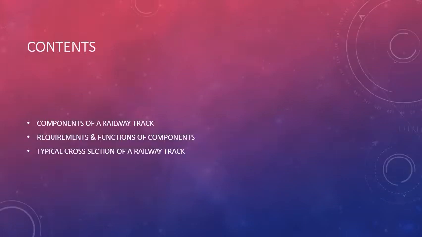So in this lecture we will cover the components of a railway track, requirements and functions of the components, and the typical cross section of a railway track. After this section we will have a quiz based on this first module. Hope all the topics covered in the previous lectures are very familiar to you, and we will discuss the components and their functions in this lecture. So let's move on to the topics.